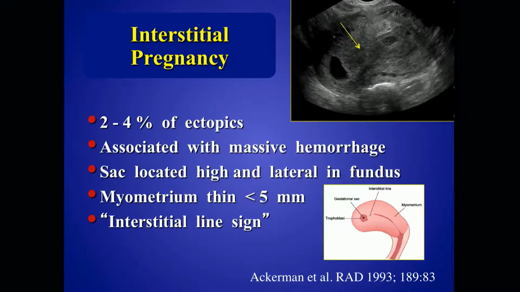And some have described the interstitial line sign, which is a line which I think is imaginary in many cases, that shows you that the sac is outside the endometrium. If you can put an imaginary line there, then that, again, is an ectopic pregnancy.